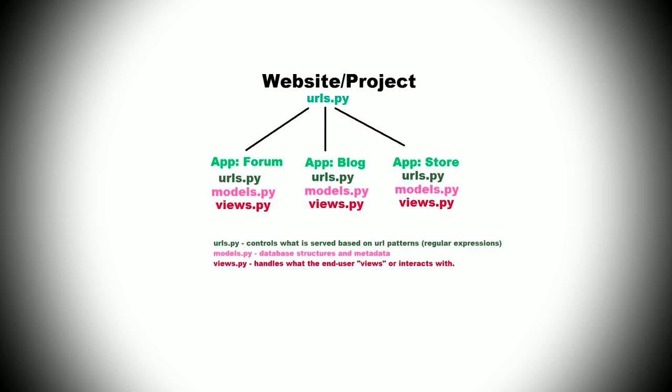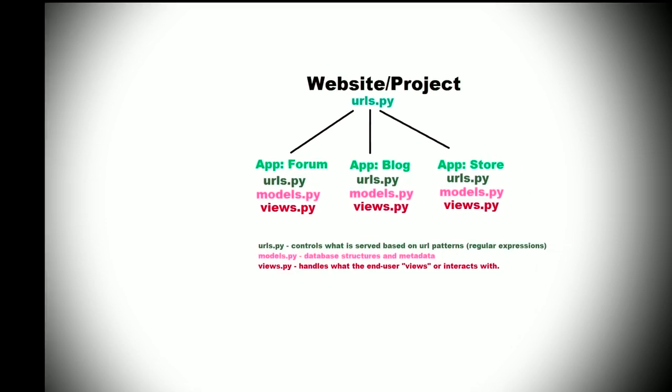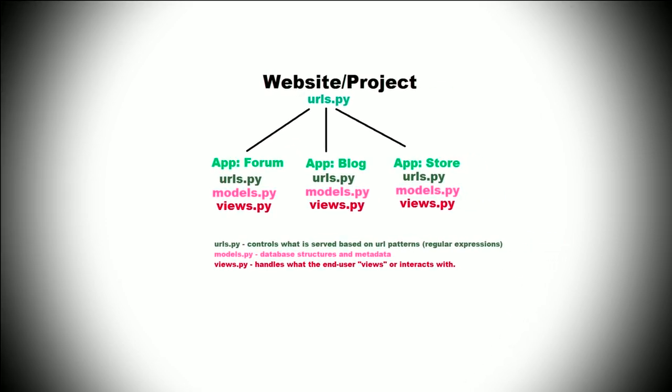You've seen it, but it currently doesn't really do much. So you've got your urls.py, which controls and links to all of the apps in your project, and each app will have at least, it doesn't currently have a urls.py by default, but it will have urls.py, and then you've got models and views. So every app will consist of that, and just below it you can see urls.py just controls what's served, models is your database structure and your metadata, and then views is basically what the end user winds up seeing.